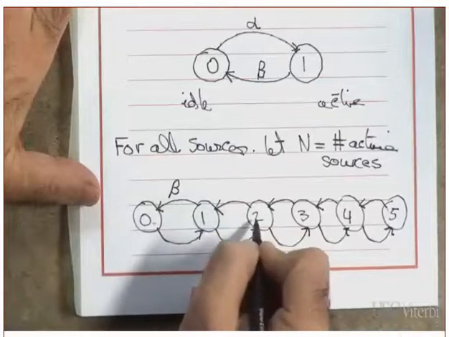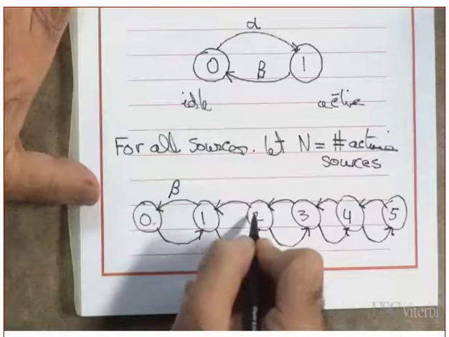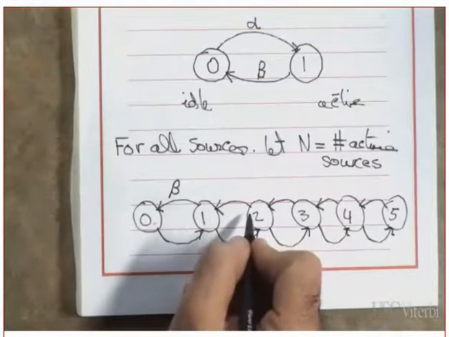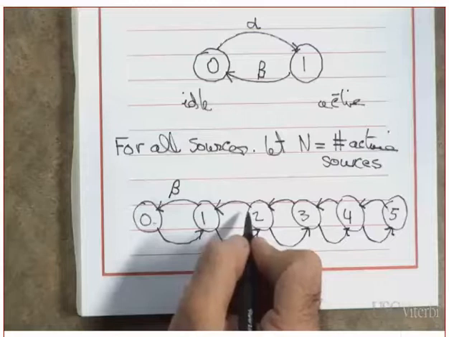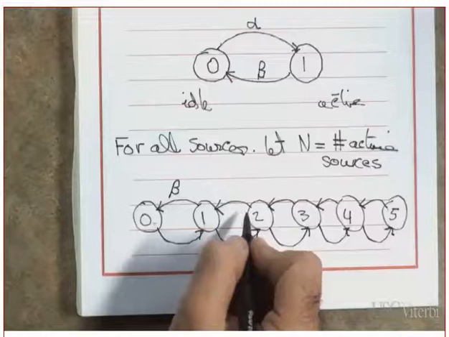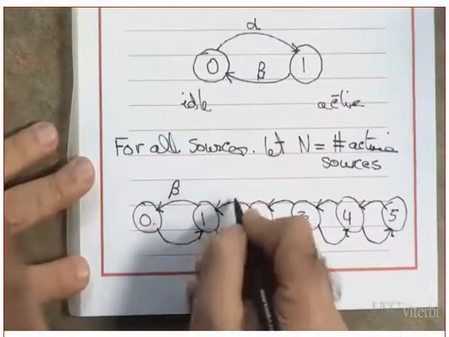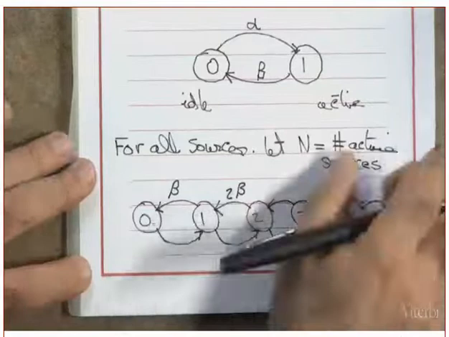How about this one? How many traffic sources are active? 2. One of them stopped generating traffic. Which one? The one that has the minimum active period. What do I write here? 2 beta. Why? Let's see if you remember.